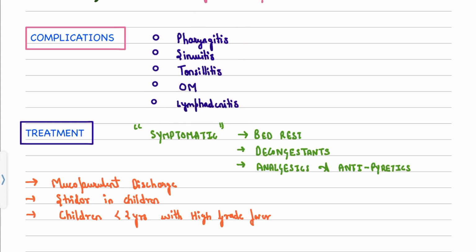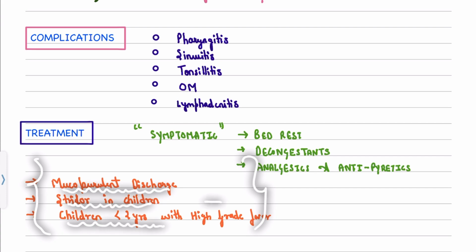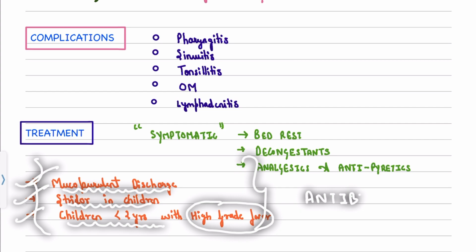Let's move ahead to treatment. Since it's a viral infection, the treatment is symptomatic. First, we will suggest bed rest to the patient. We will give nasal decongestants, and analgesics and antipyretics according to the signs and symptoms of the patient. But in these three cases, we give antibiotics to the patient: first, if we see mucopurulent discharge; second, if there is stridor in children; and third, if a child less than 2 years of age presents with high grade fever.